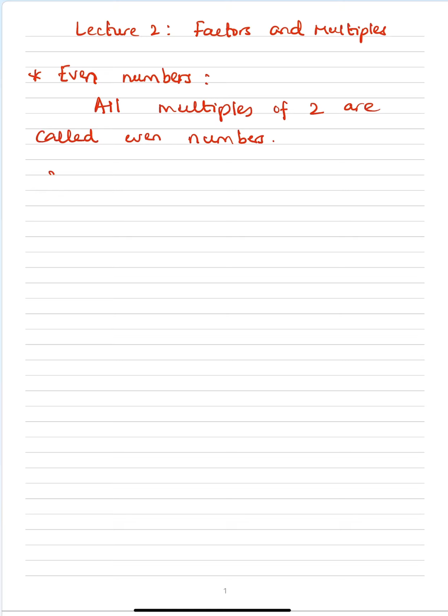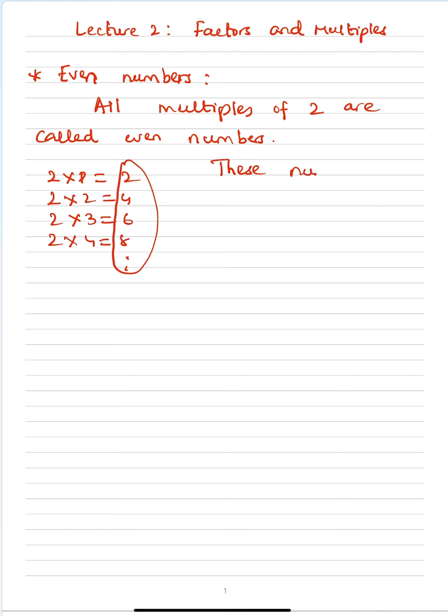Now, what are multiples of 2? We know the table of 2. 2 ones are 2, 2 twos are 4, 2 threes are 6, 2 fours are 8, and so on. And all these are the multiples of 2. So, all multiples of 2 are nothing but even numbers. And also, we can say that these numbers are completely or exactly divisible by 2. Got it? These are even numbers.